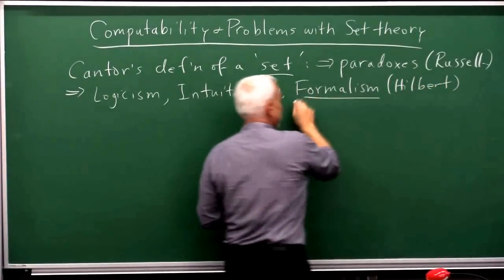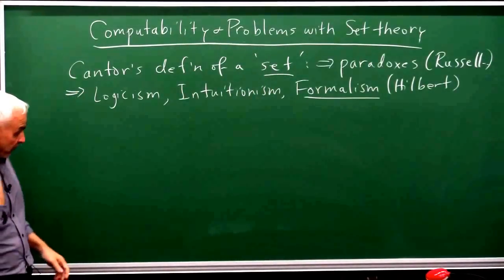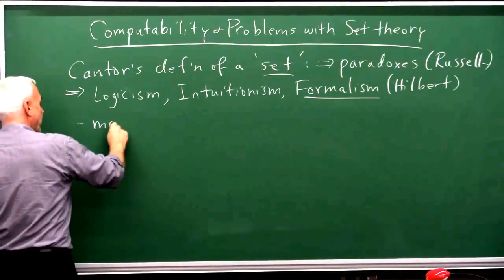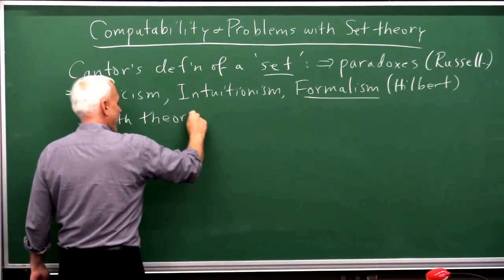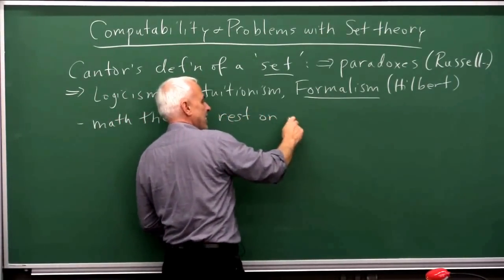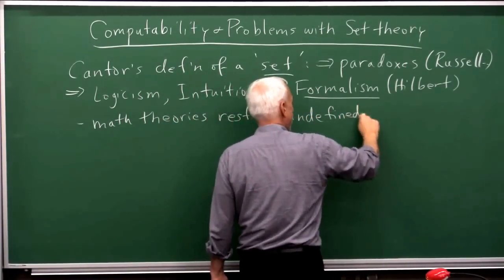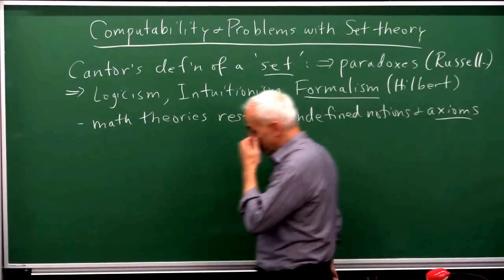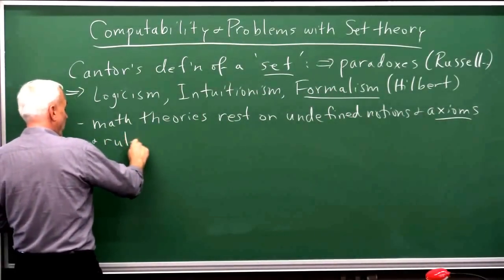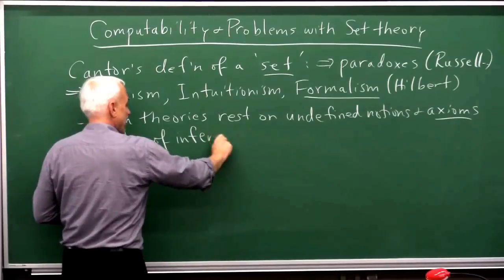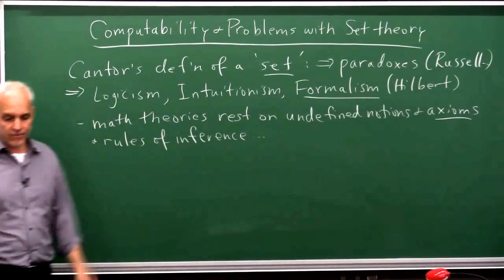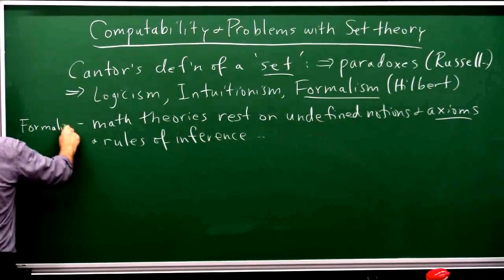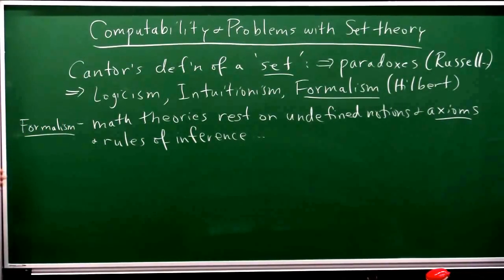And we want to talk a little bit more about formalism and its consequences today to start off with. So I remind you that formalism means that you think about mathematical theories. They rest on basically undefined notions and axioms about those undefined notions, together with various rules of inference that allow us to deduce various things from the axioms. So this is formalism here. Now we're talking about this particular school championed by David Hilbert, a very prominent mathematician around the turn of the 20th century.